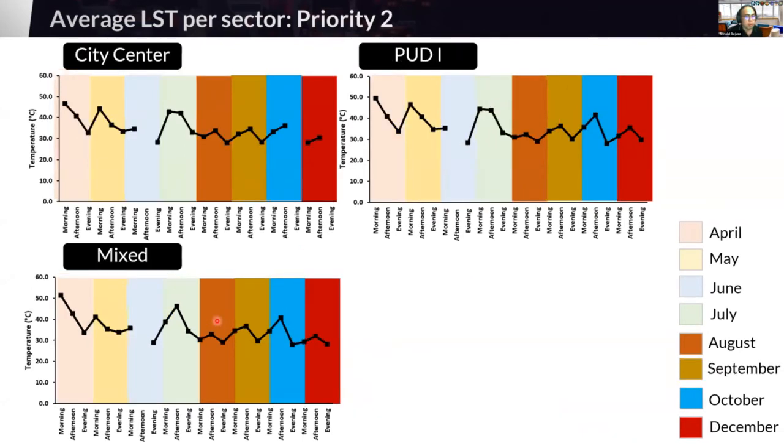A similar temporal pattern is observed in priority site 2. All sectors have mostly similar surface temperatures. However, there are cases wherein PUD1 has lower LSTs due to better air ventilation that could be attributed to it being open.